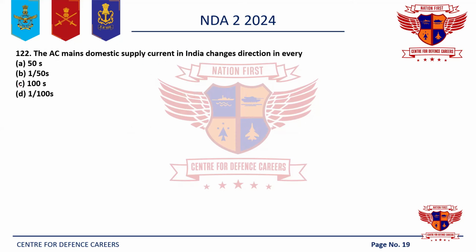We have the AC, domestic supply current in India, changes direction. Okay, in India, we have discussed this question in our class. In India, the frequency of AC supply is 50 hertz. Okay, the frequency is 50 hertz.